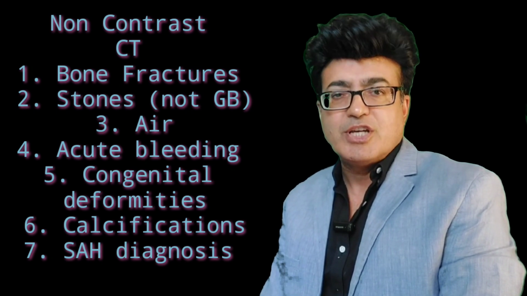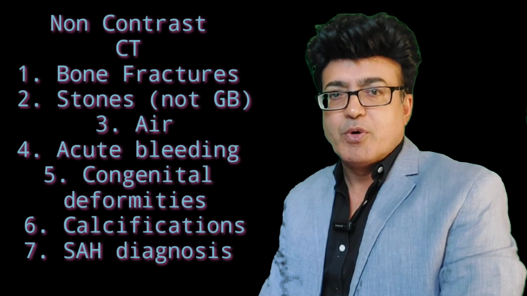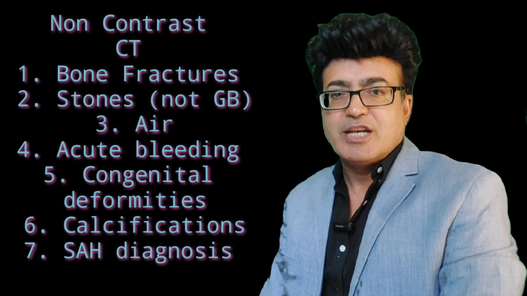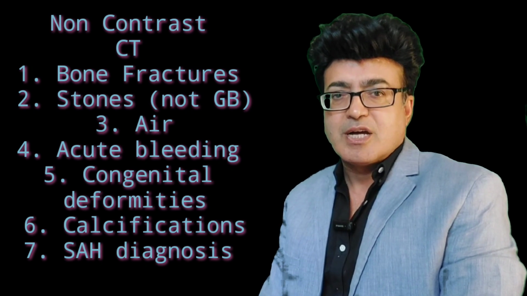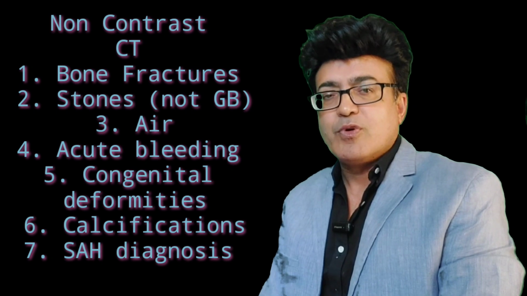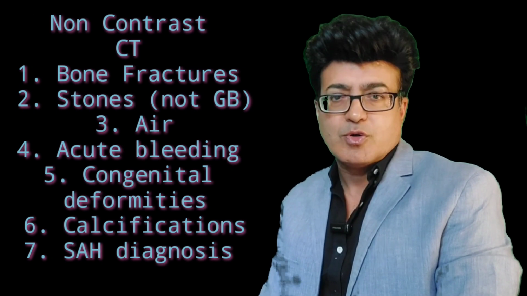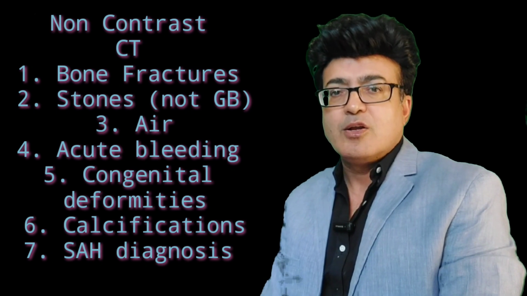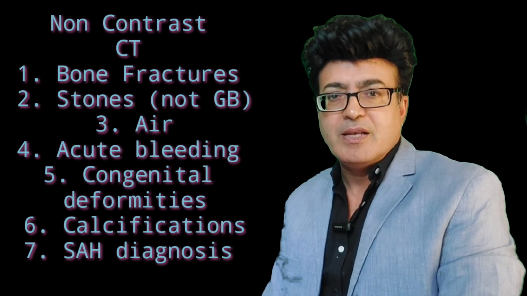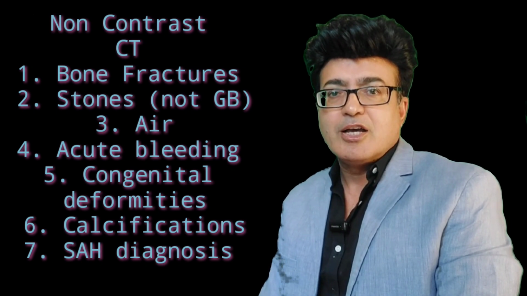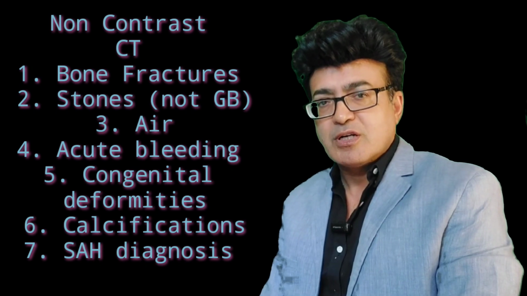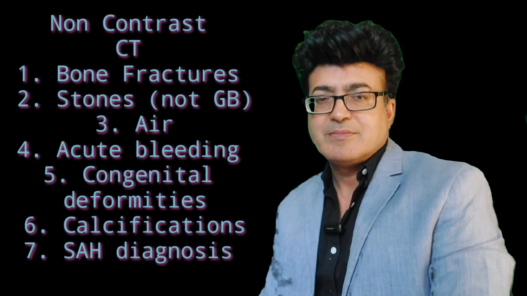If there are any congenital anomalies with the bone, like bone congenital abnormalities, non-contrast CT scan would be helpful. If you suspect calcification within the tissues or somewhere within an organ, for example in the brain parenchyma, you have to depend on the non-contrast CT images.